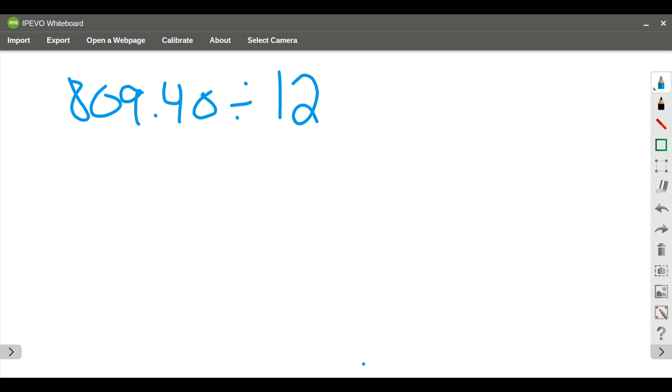So the first thing I'm going to do is I'm going to assess for reasonableness. So I'm going to estimate. So I'm going to just take the 12 and I'm going to turn it into 10. And then I'm going to take the 809 and I'm going to round it up to 810. And so when I do my estimation, my answer is going to be around $81. So if I don't get an answer around $81, that tells me that somewhere I made a goof. So I'm going to go ahead and start dividing.